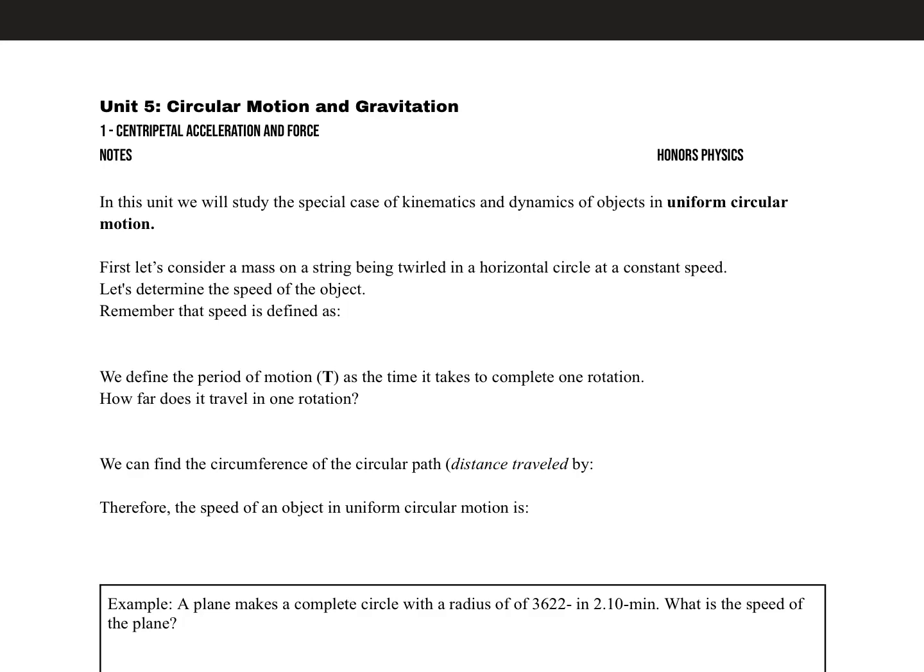Hey guys, welcome to Unit 5, Circular Motion and Gravitation. So we'll be looking at kinematics and forces, first in uniform circular motion.